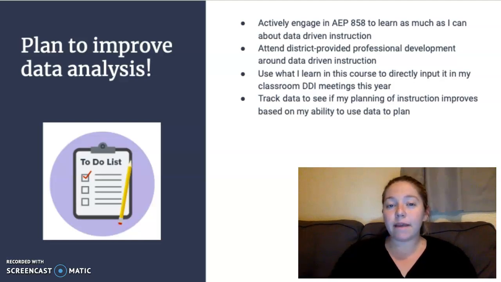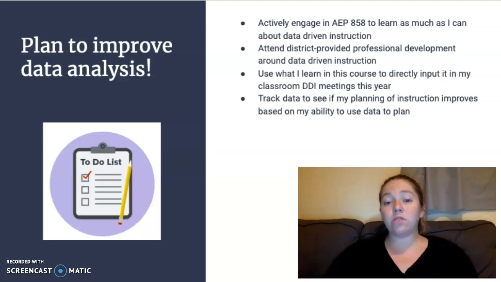My plan to improve my data analysis is to, first of all, actively engage in this course. I feel like that it's going to be extremely beneficial to my understanding and implementation of data-driven instruction. I also want and plan to attend a couple of district-provided professional developments in regards to data-driven instruction. And I'd like to use what I learn in this course as well as my professional development through the district to directly input it into my classroom so that I can track the data and see if my learnings are improving my students' test scores and just their learning.